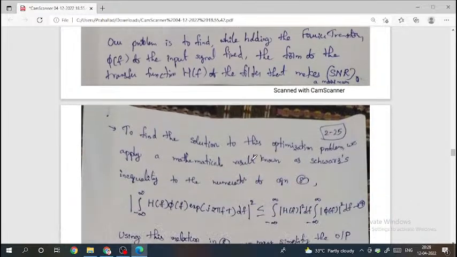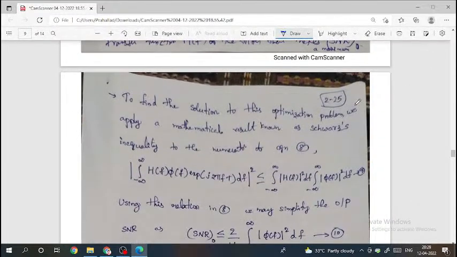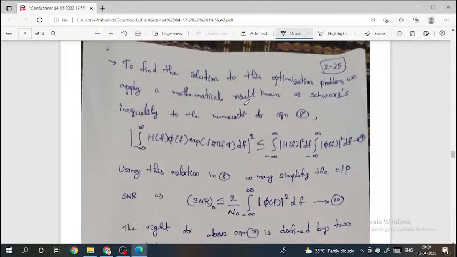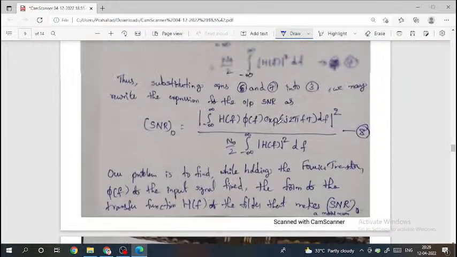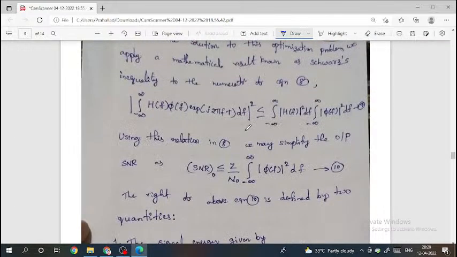So now to find the solution to this optimization problem, apply the mathematical result known as the Schwarz inequality to the numerator of this equation. What is the Schwarz inequality? See this one: the integral from minus infinity to infinity of H(f) Φ(f) e^(j2πft) df, whole square, is less than or equal to the integral of |H(f)|² df times the integral of |Φ(f)|² df. Take this one as expression number 9.